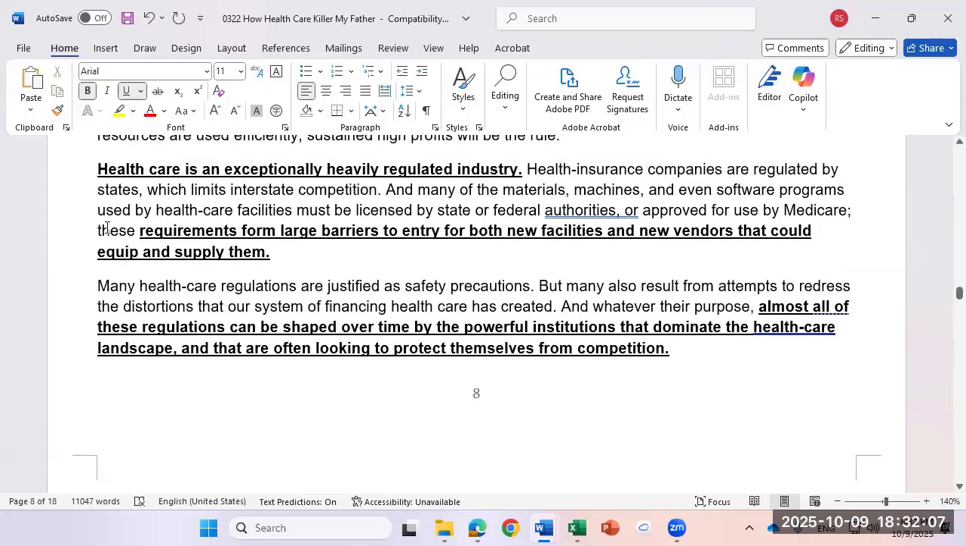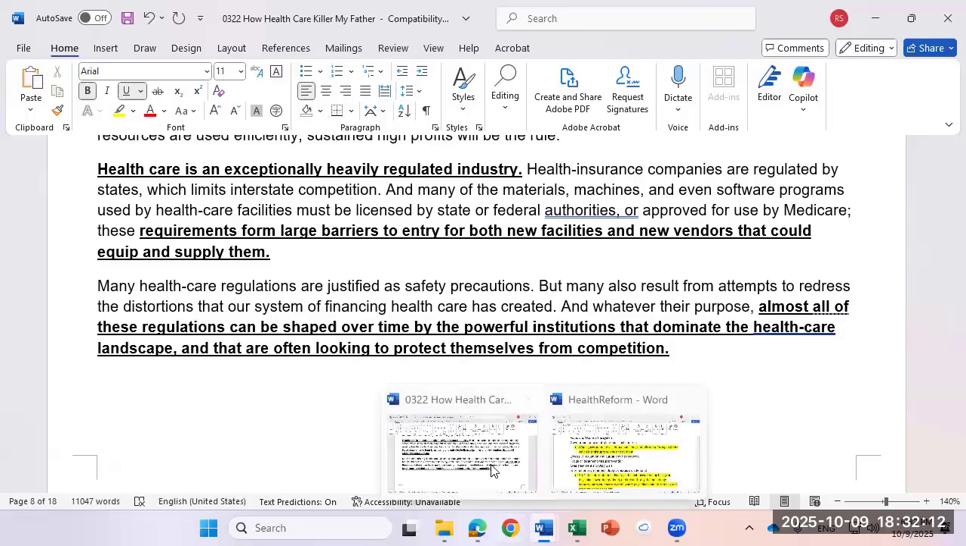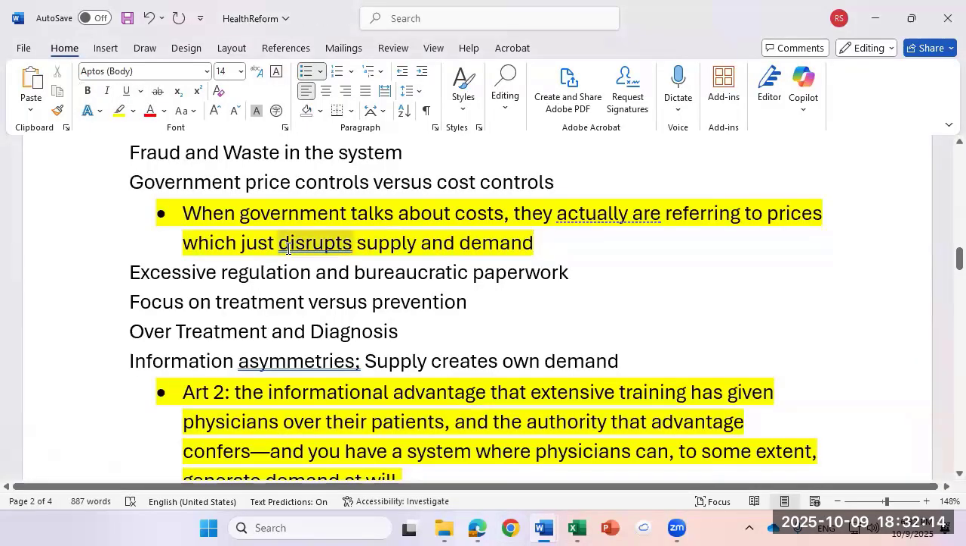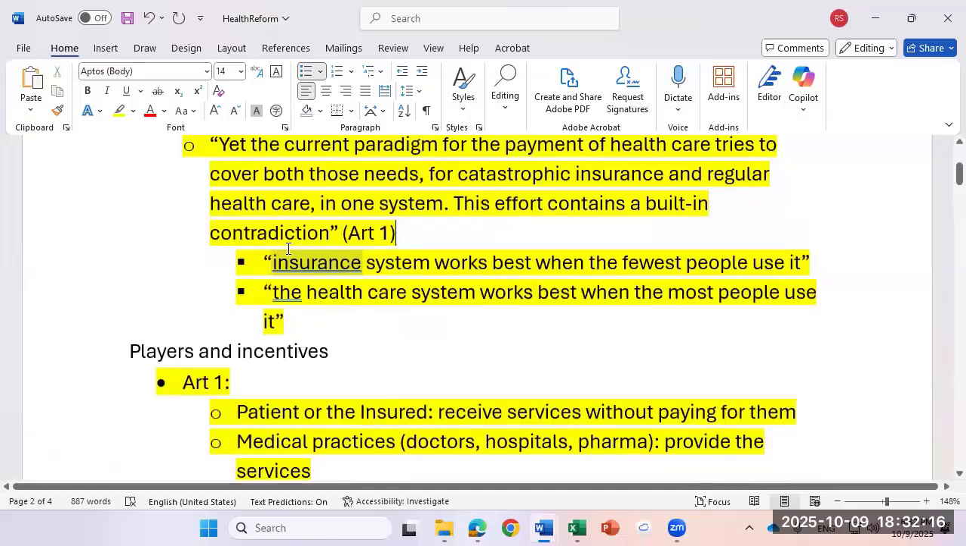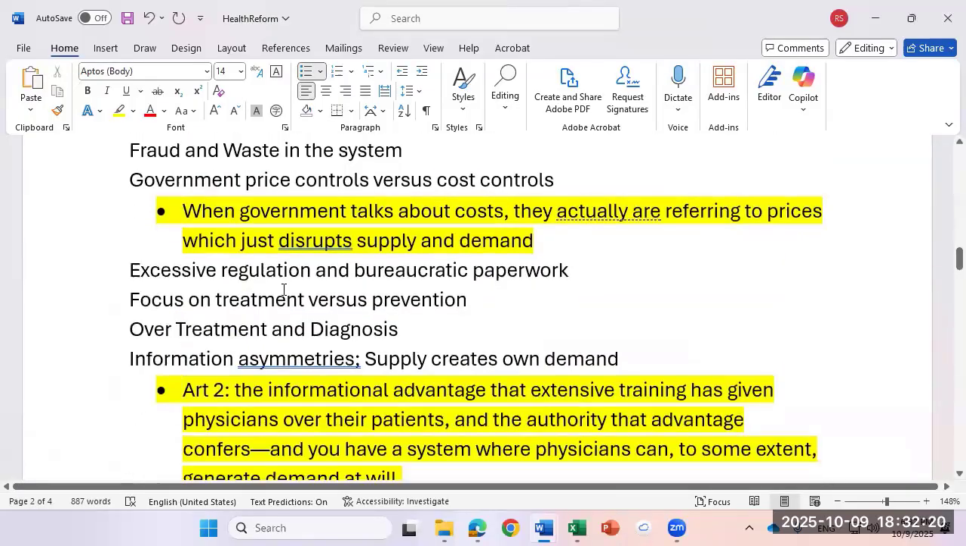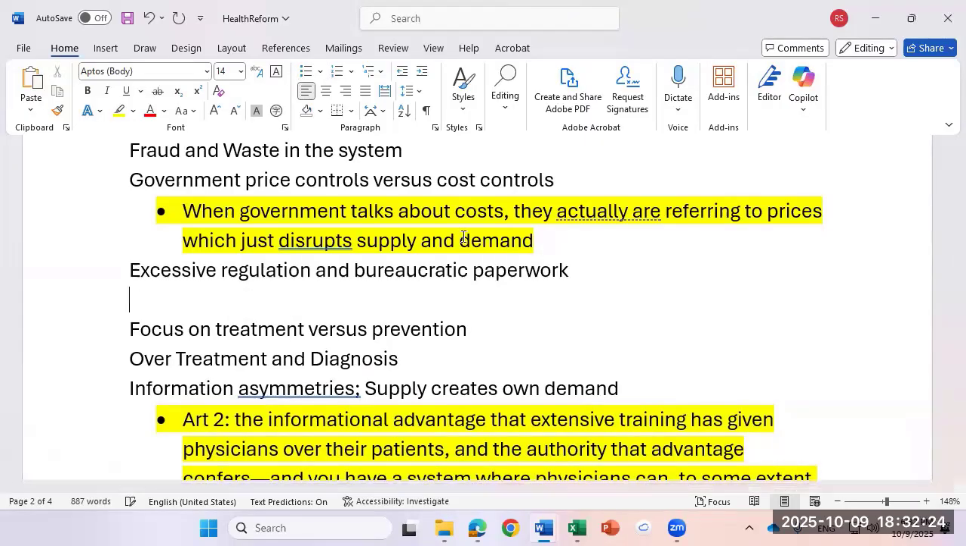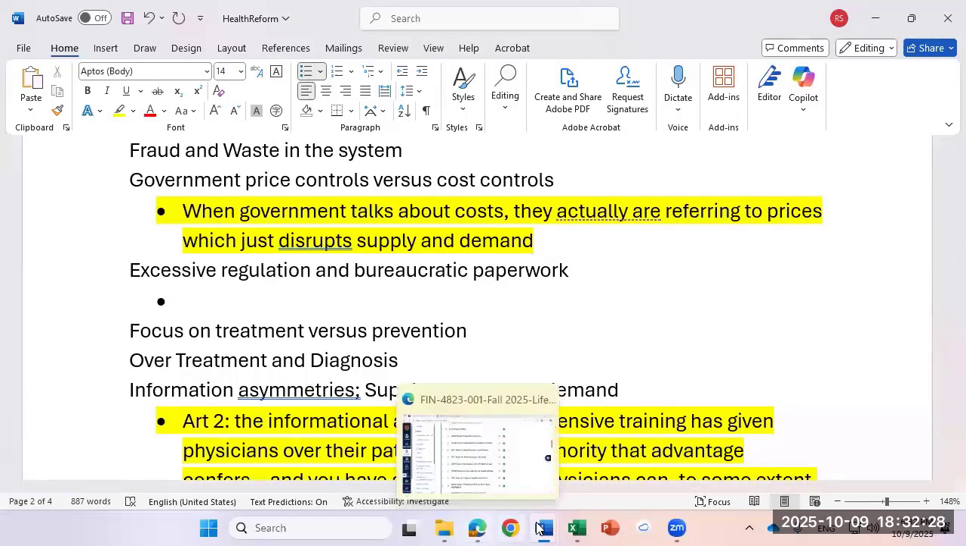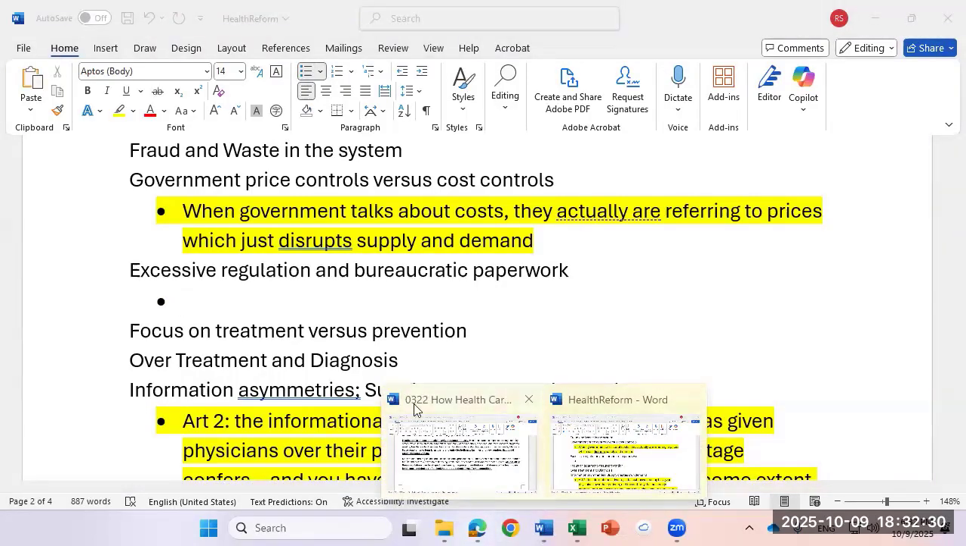So healthcare is an exceptionally heavily regulated industry. That is one zone. This is kind of a gimme one in the rubric. I forget where it is, but just give me some quotes. Excessive, this is the one right after that one, excessive regulation and bureaucratic paperwork. In fact, this one article would probably be sufficient.